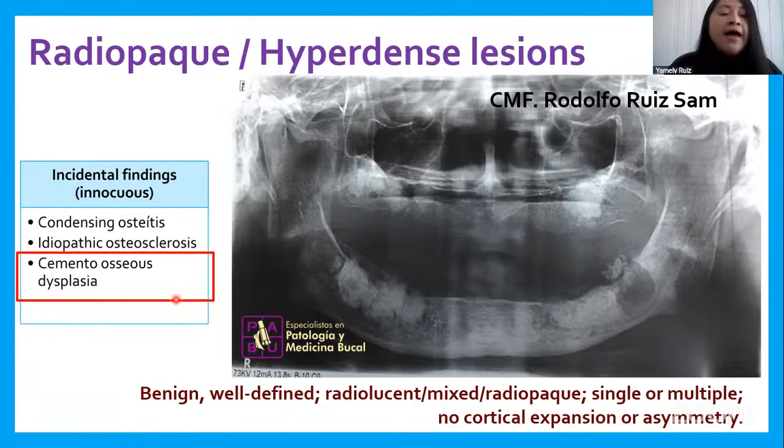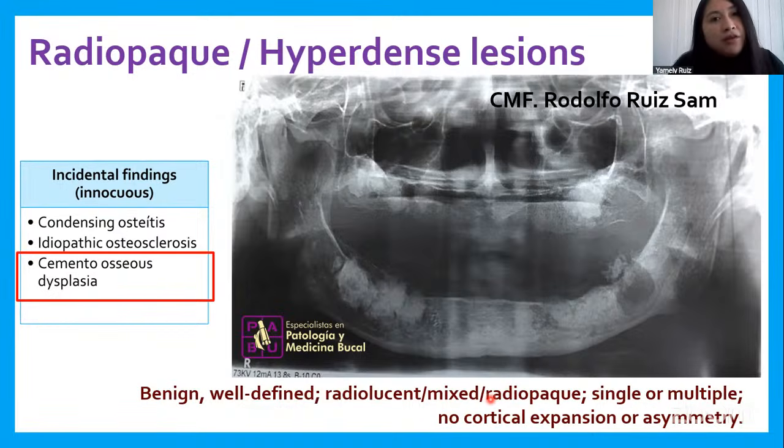Cementoosseous dysplasia is a benign, well-defined radiolucent, mixed, or radiopaque lesion. That means that this entity is not always of the same density. At the beginning, when it appears, it is radiolucent. With the passing of time, it becomes mixed, and at the end it is radiopaque. So this entity could have the three images in radiography or in tomography.